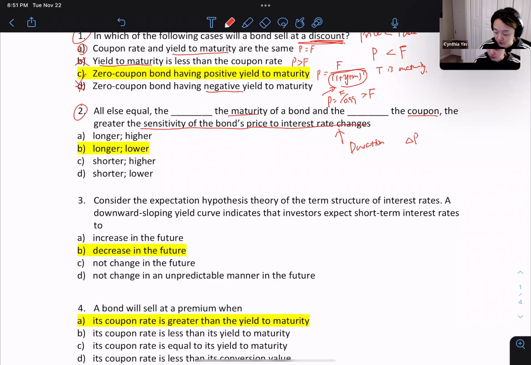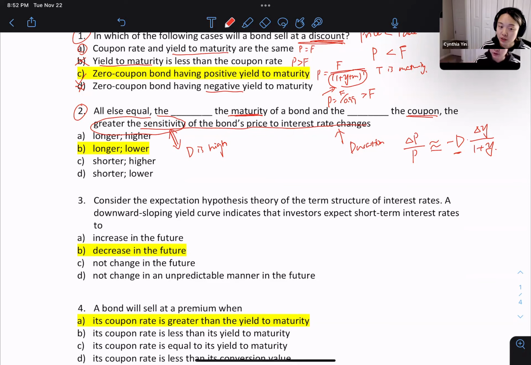The formula that we talked about in class is delta P divided by P approximately equals minus D times delta Y, where delta Y is the change in yield to maturity, divided by 1 plus Y, right? So remember, the higher duration means greater sensitivity. In other words, this question is asking what kind of maturity or higher or lower coupon rate will lead to longer duration, meaning D is higher and it's equivalent to greater sensitivity. That means it takes a longer average time for you to collect your initial investment back.